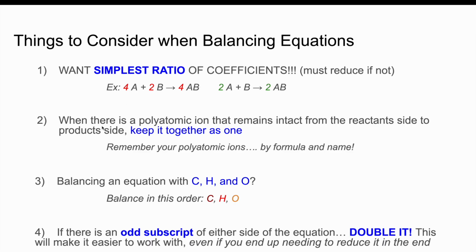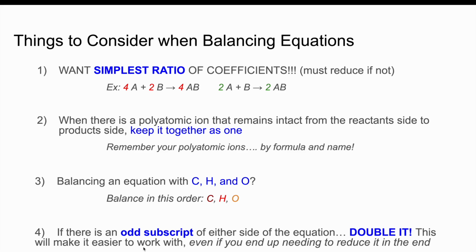Right. And then number 2, if there is a polyatomic ion that remains intact from the reactant side to the product side, you want to keep it together as one when you're thinking about balancing it. And in this unit especially, it's very important to remember your polyatomic ions by formula and name. Okay, number 3. If you're balancing an equation with carbon, hydrogen, and oxygen, or any combination of the three, or any two out of the three, then you want to balance them in that order: carbon, hydrogen, oxygen.